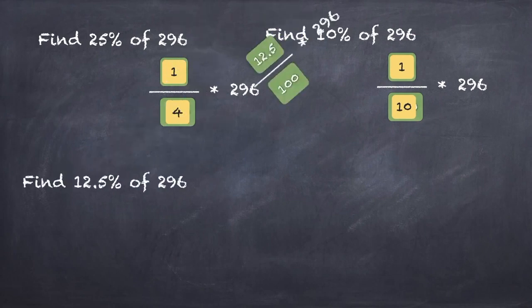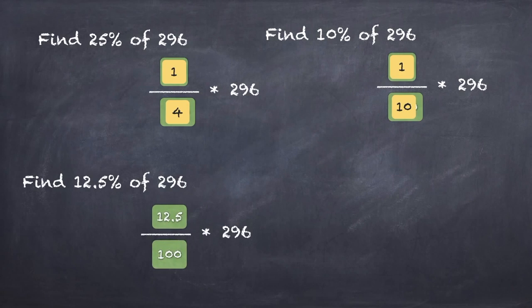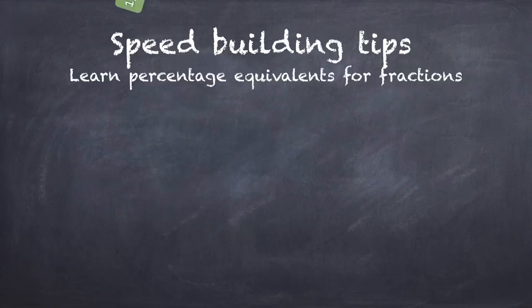Let's try one more. 12.5% of 296. Now this division might not be very clear, so that's why memory helps, if you can revise these and repeat the concepts in your head a few times. 12.5% is 1 by 8. So 1 by 8 of 296 is the same as saying find 12.5% of 296. So that's the idea that we want to see here. When we say find 25% of 296, it is the same as saying multiply 296 by 1 by 4, or finding 10% of 296 is the same as saying multiply 296 by 1 by 10, or find 12.5% of 296 is the same as saying multiply 296 by 1 by 8.